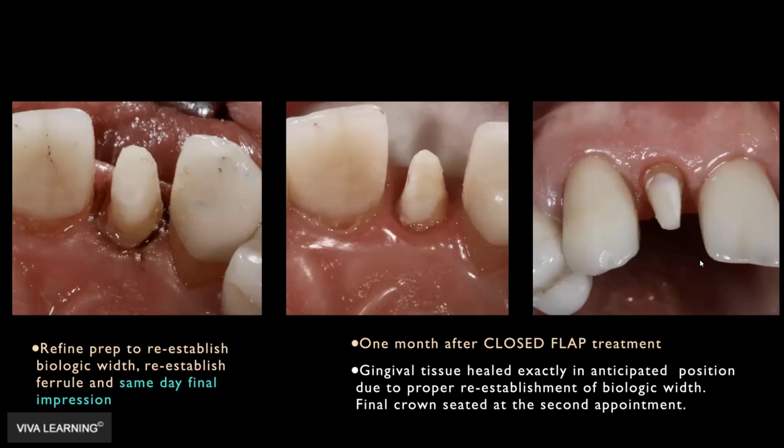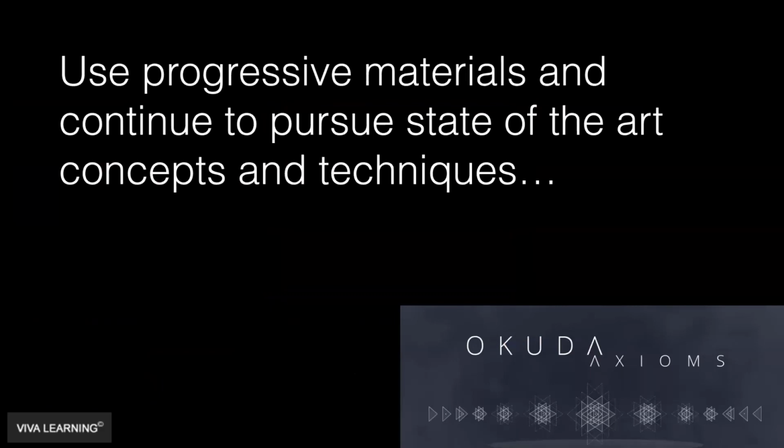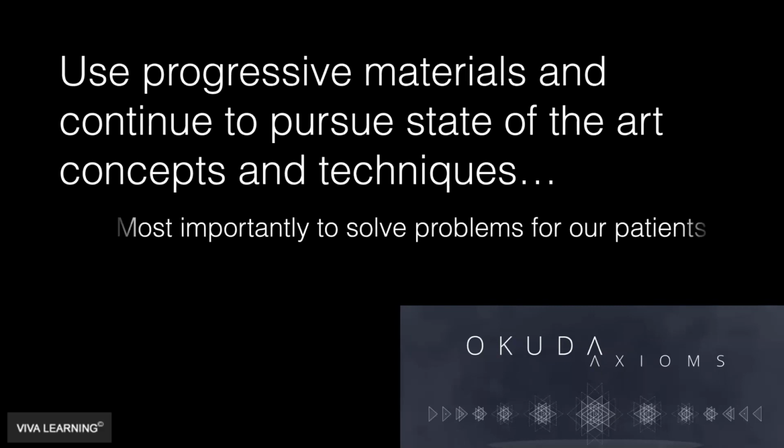And then from that point, we're going to go ahead and seat the final restoration because I already took the final impression on the same date that I did the root canal, the post-crown buildup, and the closed flap. This is where now the progressive materials become important because you need to have something that is going to be strong for this. You don't want to be using second, third tier type products. You want to be using products that have great chemistry and is predictable in its outcome.